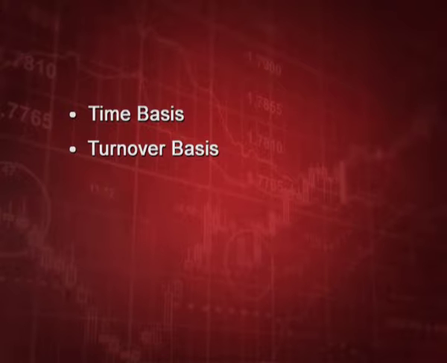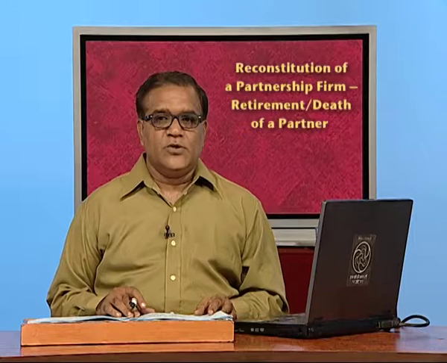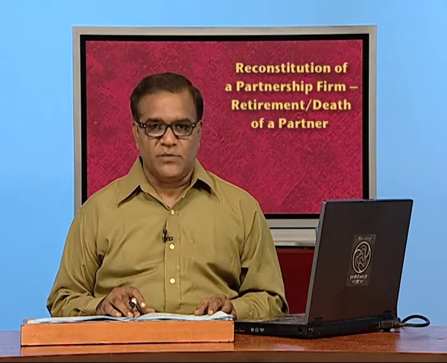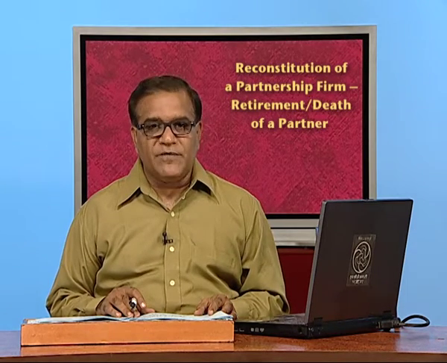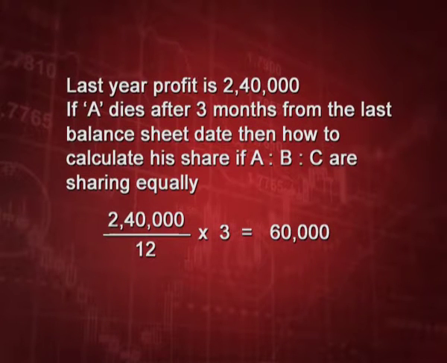To start with time basis, let us take an example. Last year profit 2,40,000. If A dies after 3 months from the last balance sheet date, then how to calculate his share if A, B, C are sharing equally? 2,40,000 is the profit for the last 12 months. Assuming it to be on an even basis, we will calculate it for 3 months, that is 2,40,000 divided by 12 multiplied by 3, you get 60,000 rupees, and A's share will be, as they are equal partners, 1/3 of 60,000, that is 20,000 rupees.